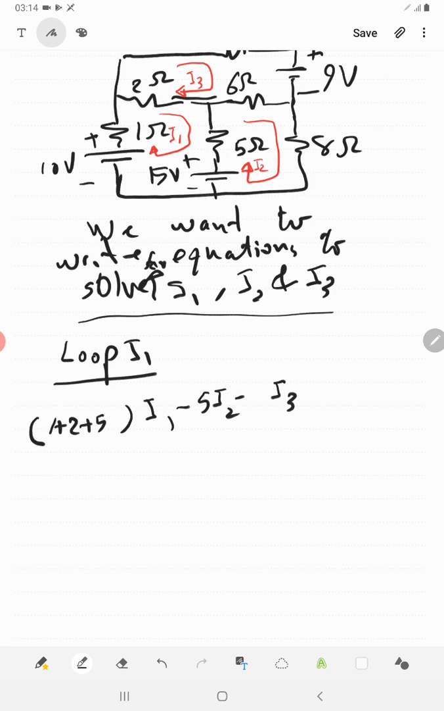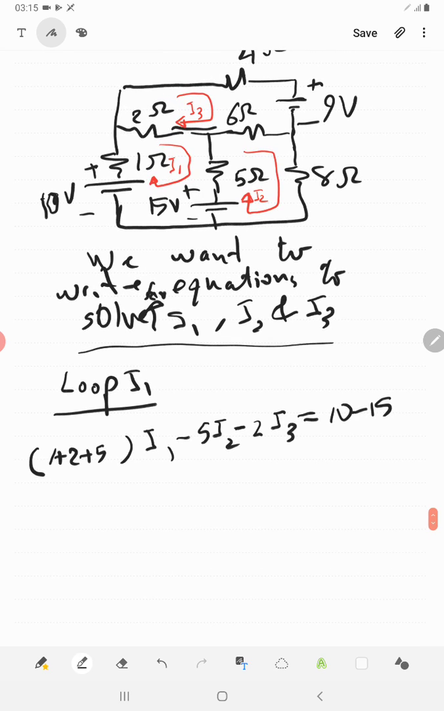So minus 2 times I3 is equal to, how many voltage sources do we have? The 10 volts, in the same direction, so we say 10, and we have the 15 volts in the opposite direction, so minus 15. So what we have here is 8 I1 minus 5 I2 minus 2 I3 is equal to minus 5. So this is equation 1.